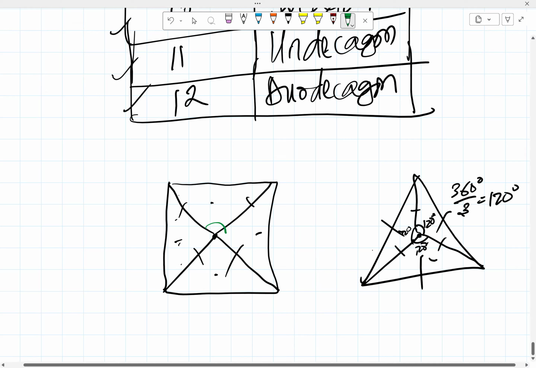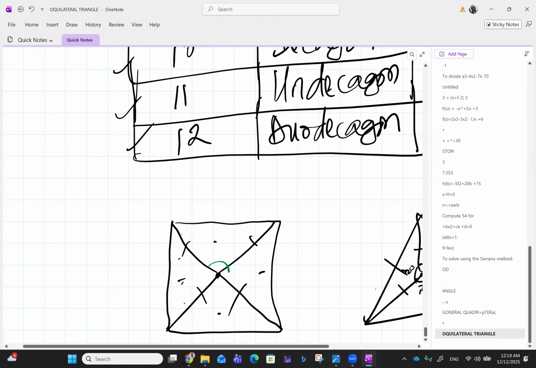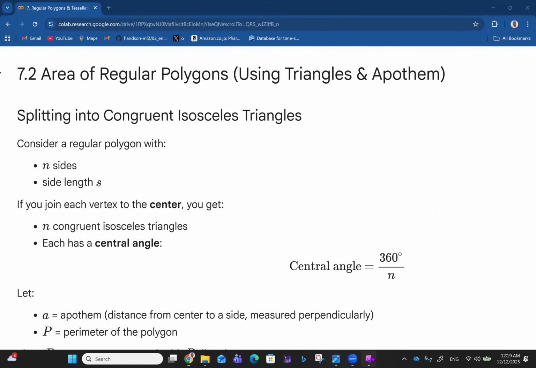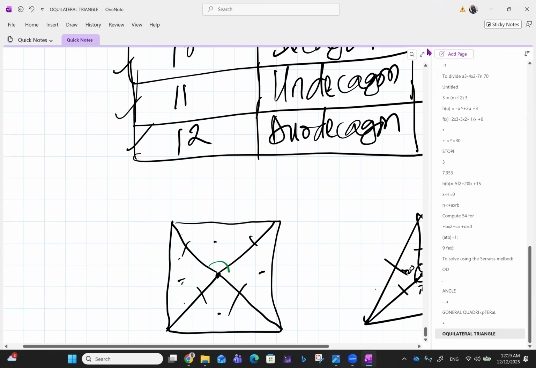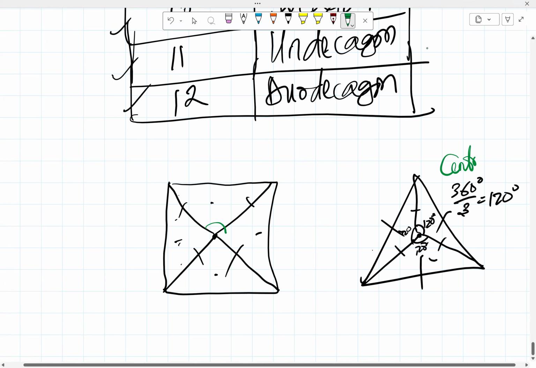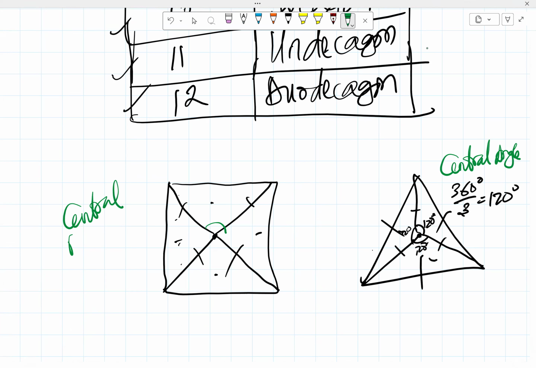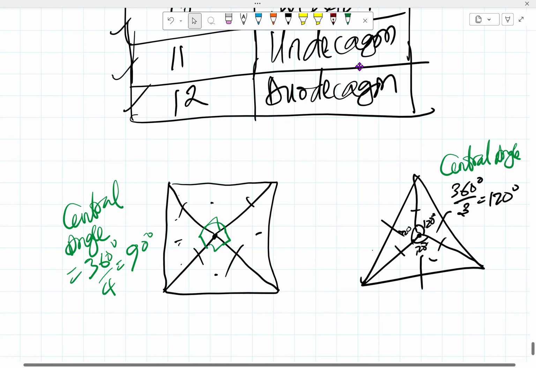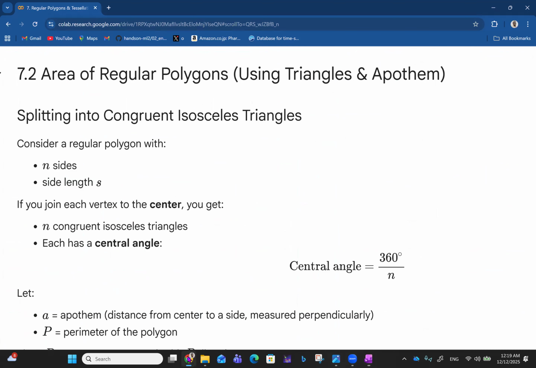Now for the other one, this angle is called the central angle. For the square, the central angle is simply 360 degrees divided by 4, which is equal to 90 degrees. So this is a right angle, this is a right angle, this is a right angle, and this is a right angle. With that in place, we can go ahead and have other things.